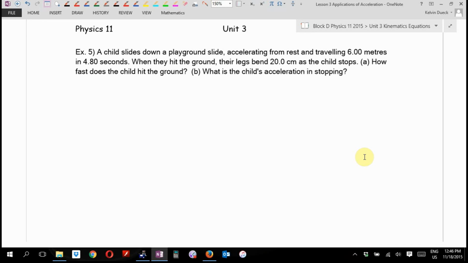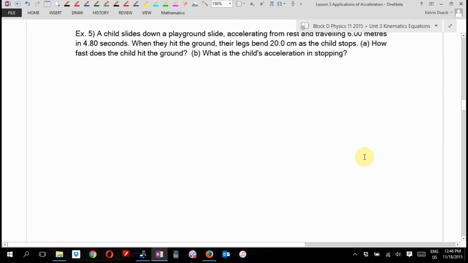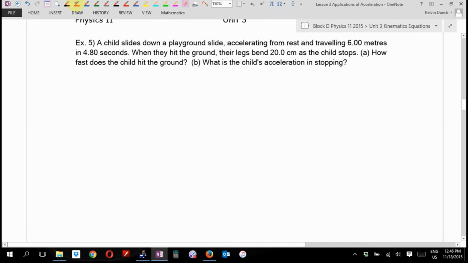Sorry, we're back on our playground now. Everyone's smiling. Remember, 6 years old, everything happy? Read along with me. It says this: a child slides down a playground slide. Yay! Accelerating from rest. You know what? I would underline the phrase from rest, because that tells me some VI is going to be 0.